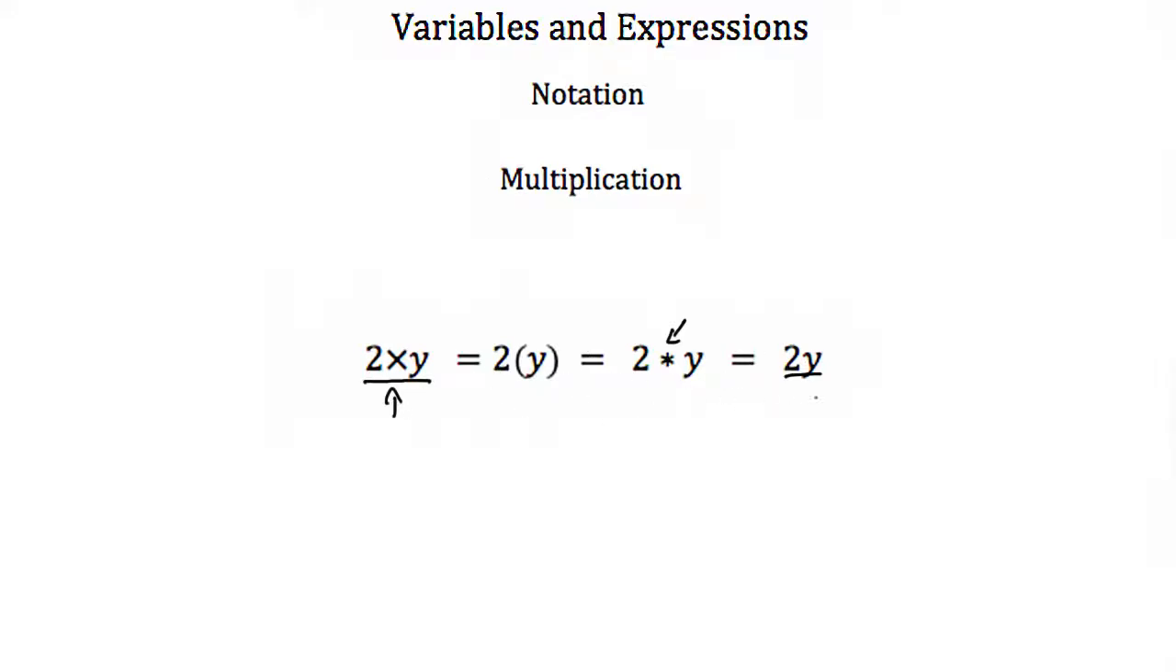Now the reason why we change the way we write multiplication in algebra is because x is a very common variable. And if we said 2 times x, this would get confusing. So instead we would write it as 2 times x in parentheses, or just 2x.